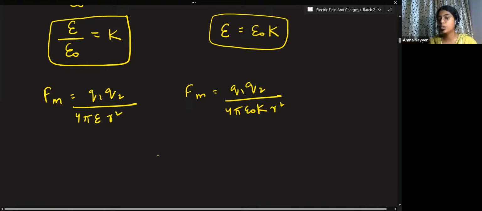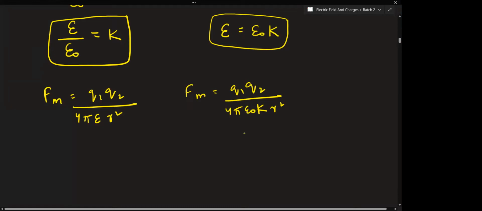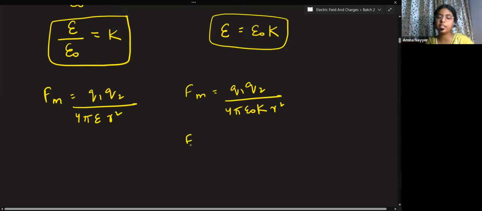One more relation you can establish. Can anyone tell me what is this Q1 Q2 by 4 pi epsilon naught r square? Just ignore this K, leave this K and look at all the quantities that are present. What is left then? Force between two charges in free space. Exactly, now you are correct. Force in air. This is what is left. So force in air divided by K is only this quantity, no?